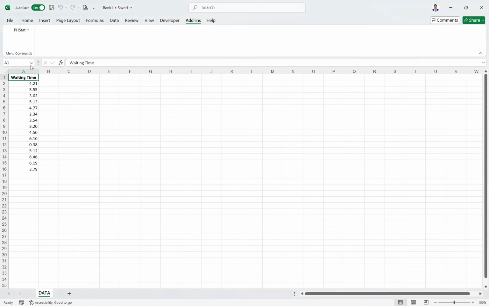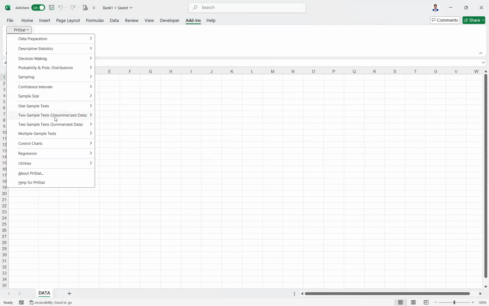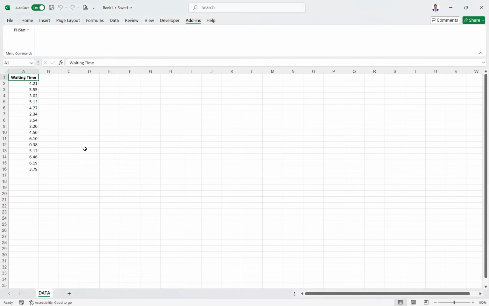Second, now someone tell me, is it a one sample test or two sample test? Quickly. One sample. One sample test, because one row is there.